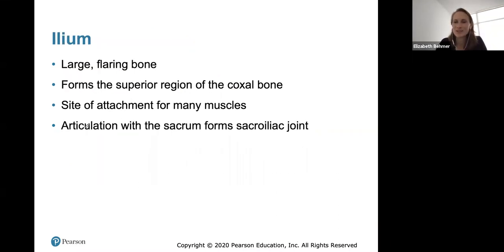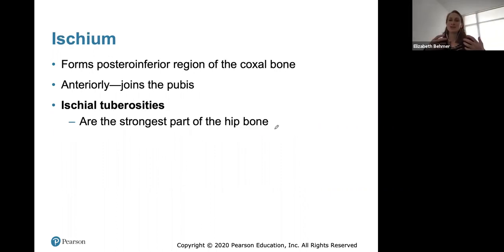The ilium then is the large flaring bone. It forms the superior region of the coxal bone. It's the site of many muscle attachments and articulates with the sacrum to form the sacroiliac joint. And I'll show you pictures of this.